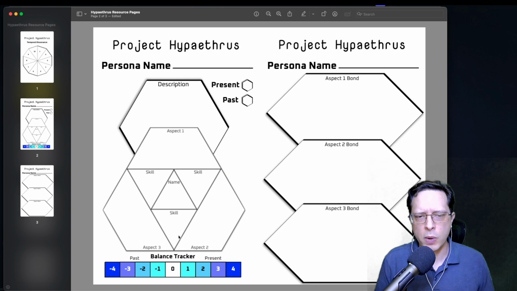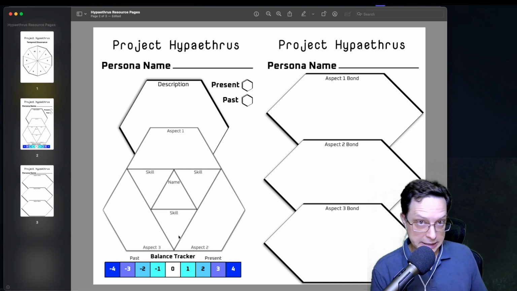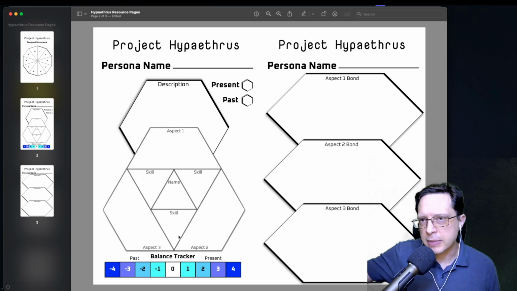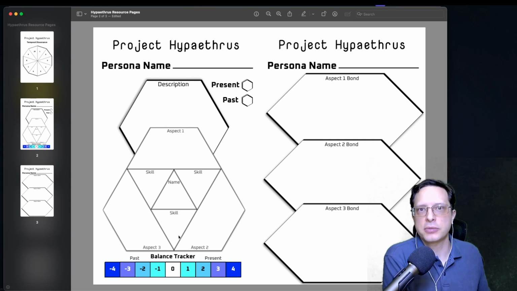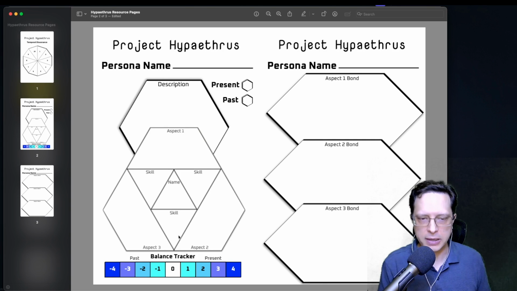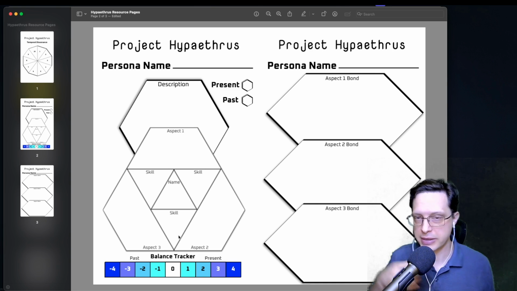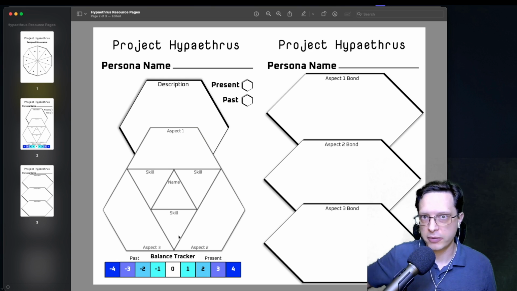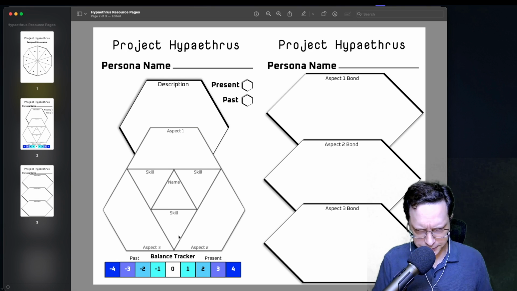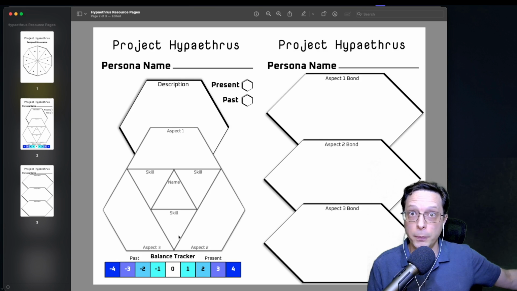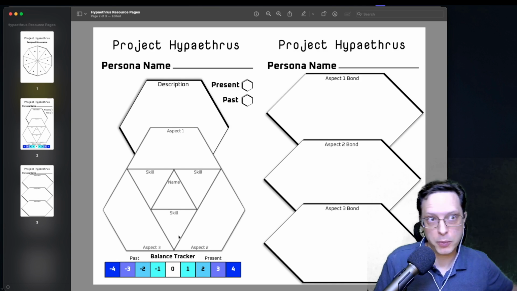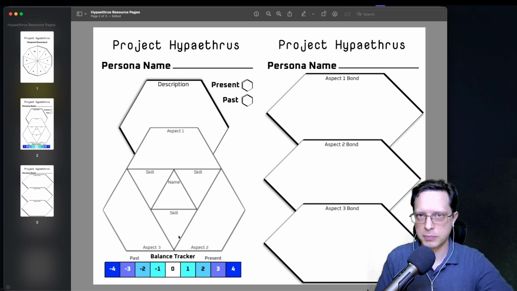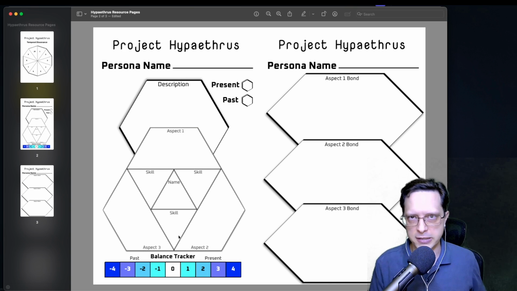So yeah, basically what ends up happening to your character is that as your character experiences bleed, elements of the past personality end up sort of entering into your character. So basically you end up swapping out one of your aspects for an aspect that's a part of your past personality. And you carry that with you when you move on to your next jump, or whatever it is that happens, whatever mechanic you're using in your particular version of Project Hypaethrus.